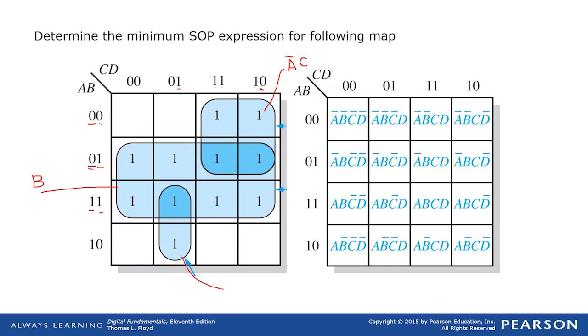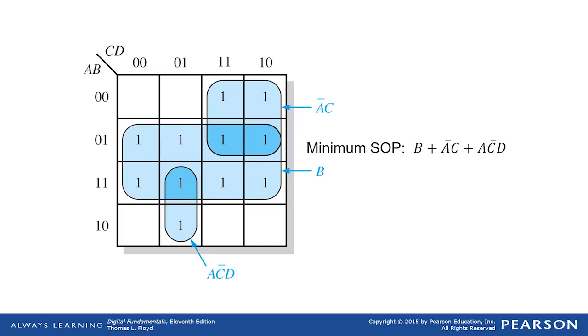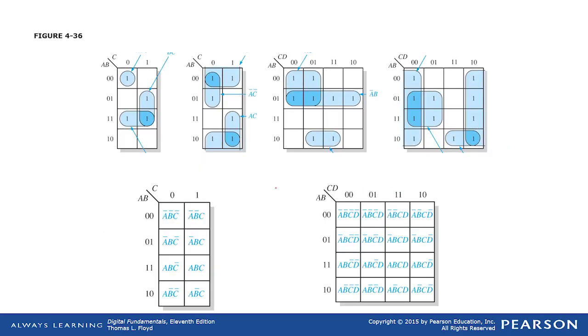In the final group here, we take the value of A. A is not changing, right? So we keep the A here. B is changing, so we drop the B. C and D are not changing, so we just keep the C complement and D. Okay, so indeed this is the answer: B, A complement C, A, C complement D.